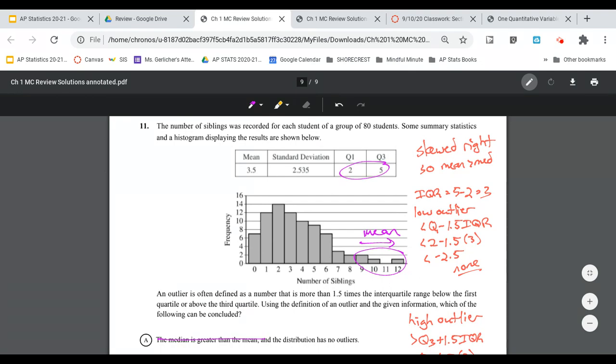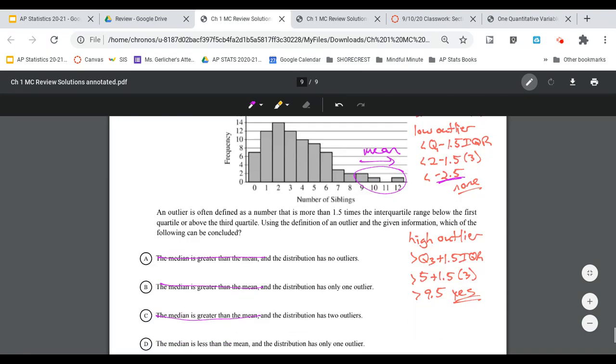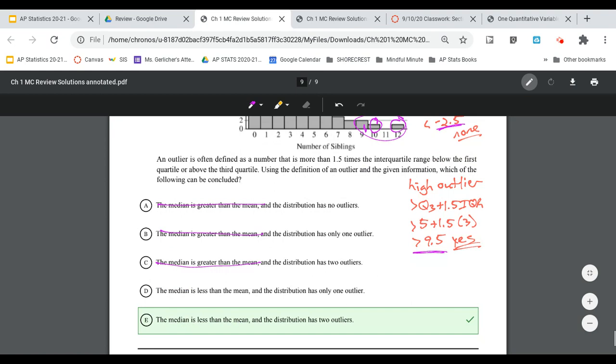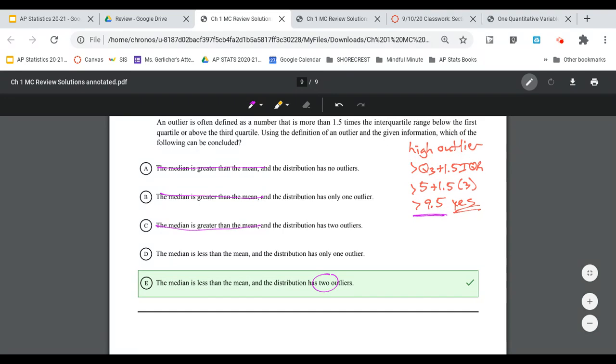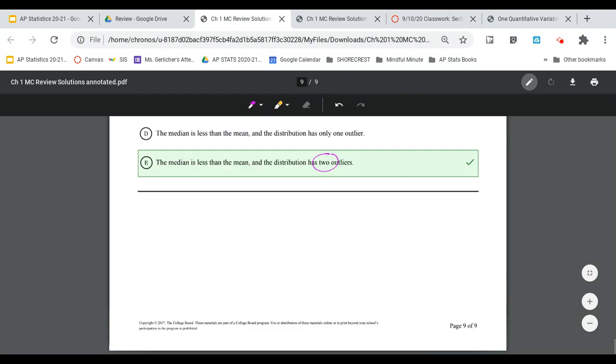Going down from quartile 1, I would have to be at negative 2.5 to be a lower outlier, and there's none. It stops at 0, so there are no low outliers. But the high outlier, I would have to be bigger than 9.5. Well, 9.5 is right in here-ish, so 10 and 12 are 2 outliers. So it has 2 outliers. Okay, that's the end of the packet.